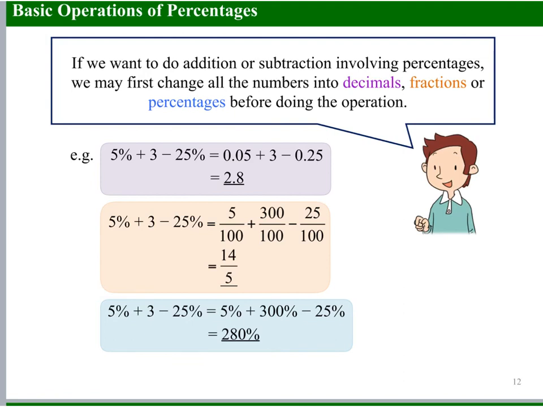If we need to do calculations like addition or subtraction involving percentage, we must first change all the numbers into decimals, fractions, or percentages before doing the operation. Either method that's shown below is correct. In this case, we change all the fractions into decimals. In the second case, we change all the numbers into fractions. In the third case, we change all the numbers into percentages and do the operations.